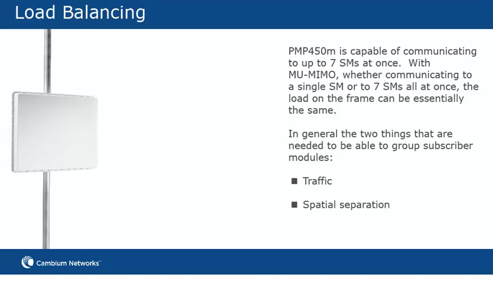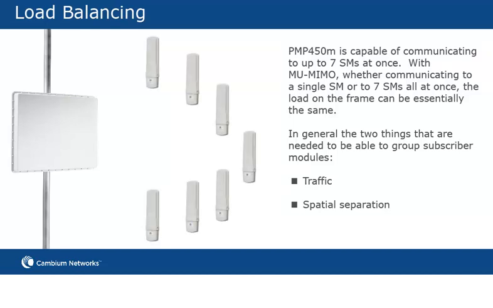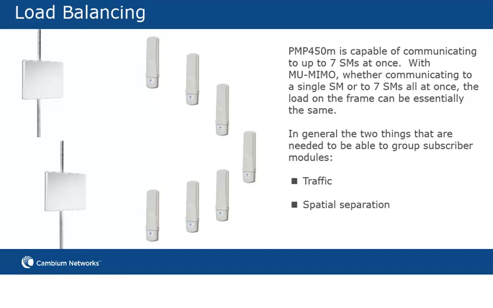PMP450m is capable of communicating with up to 7 SMs at once. With MU-MIMO, whether communicating to a single SM or to 7 SMs all at once, the load on the frame can be essentially the same. In general, the two things needed to be able to group subscriber modules are traffic and spatial separation. Traffic is something that we have little to no control over and can be unpredictable. Spatial separation in itself is difficult to change, but by moving SMs between adjacent sectors, we can change the distribution of SMs and improve the chances that they will be groupable when they need to pass traffic.